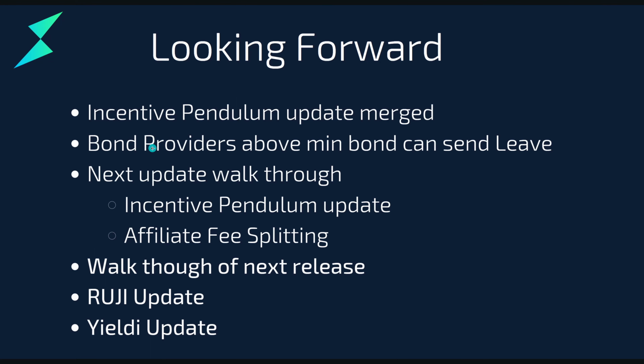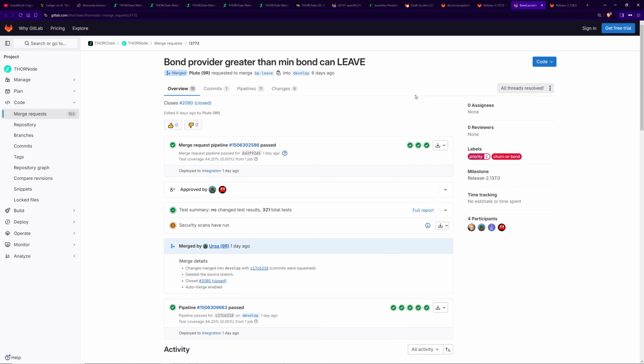So also in the next release, bond providers that have above the minimum bond, which is 300,000 RUNE, can send a leave request. So that's this change here that's merged. That's going to be in the next release. You can see it there. That's allowing a bond provider to send a leave request, which will then put it in the leave queue for churning out in the next churn. It gives the bond provider a bit more power to force the node into standby, to leave the active node set in the next churn.